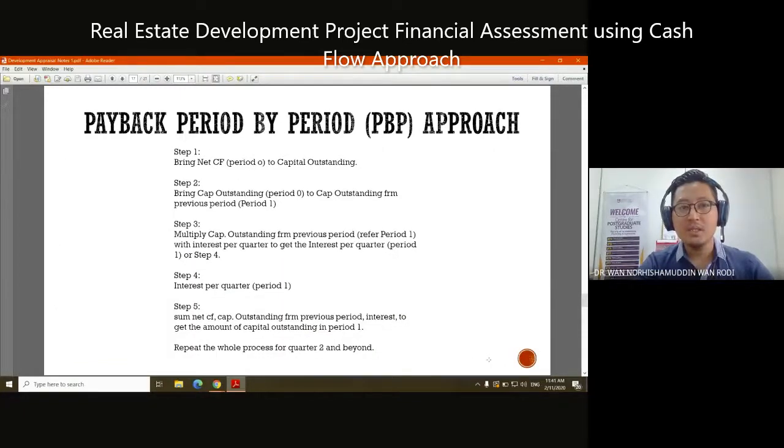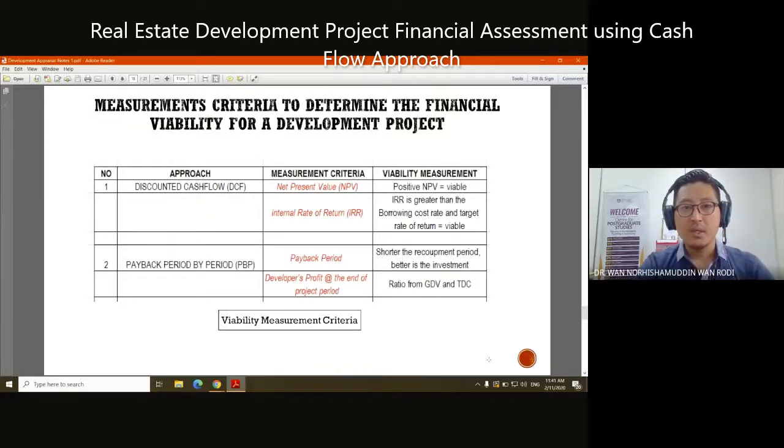Okay, these are the detailed explanations: step 1, step 2, step 3, step 4, step 5, and then you have to repeat the whole process for quarter 2 and next and beyond. So you may read it here. Okay, and then I have to give you the summary.